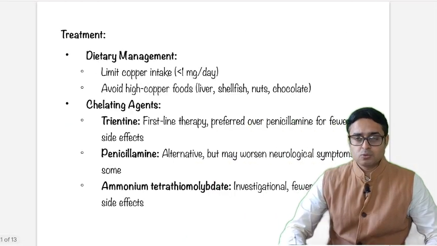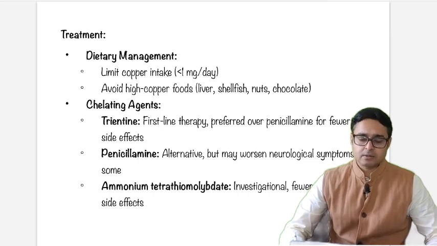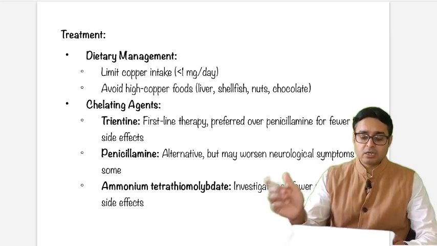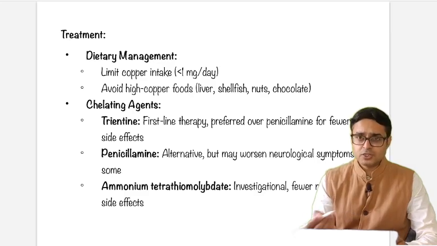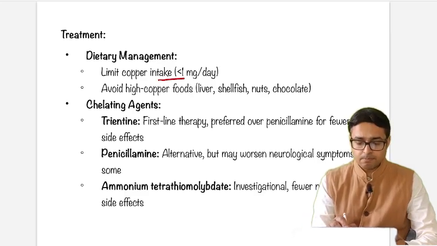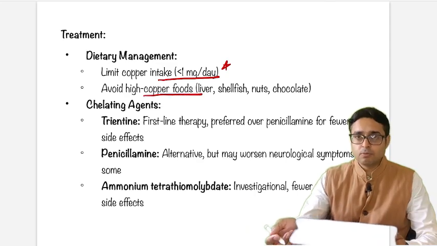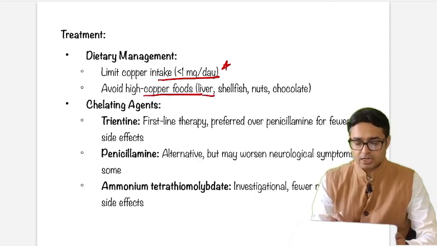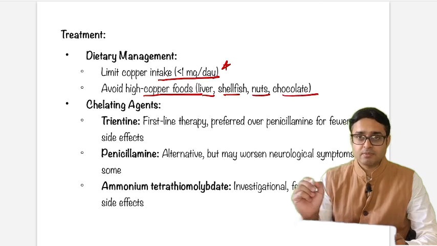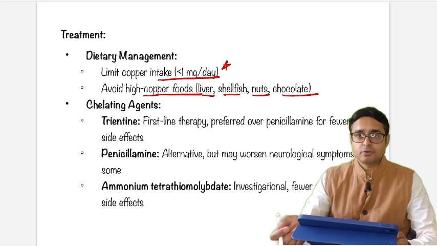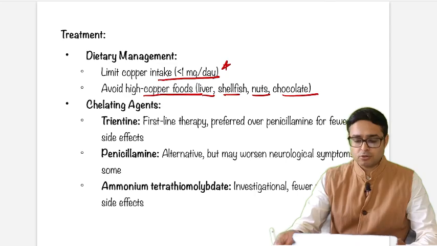Okay, so this is how we have diagnosed, with biochemical parameters and eye examination. How will you treat Wilson disease? Copper is high, so the simple thing is we have to limit copper intake, but in which quantity? Less than 1 milligram per day. Avoid copper-rich foods. What are the foods which are copper-rich? These are liver, shellfish, nuts, and chocolates. Remember, chocolates are a favorite for children, so we have to avoid chocolates.